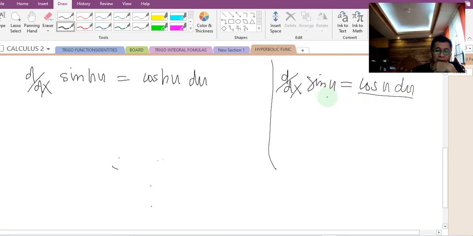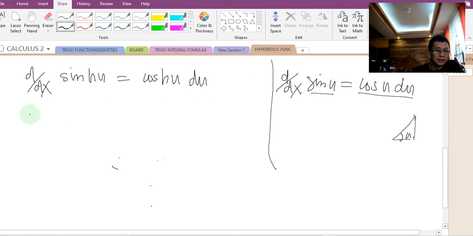Tingnan yung pagkakahawig. This is yung u mo, ito yung angle mo, di ba? This is related to triangle, but this is not related to triangle. So tatandaan nyo, hindi yung hyperbolic function, hindi siya related to angle, but it is related to exponential functions. Okay, so yan, may pagkakahawig, kaya siguro yan ang ginawang derivative.